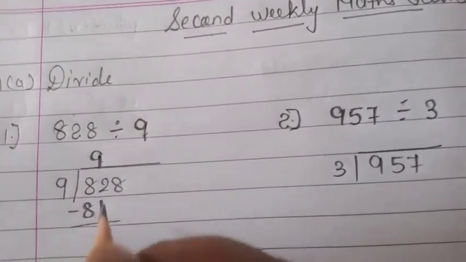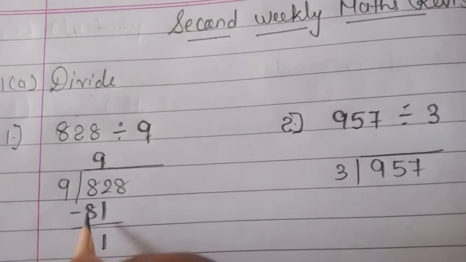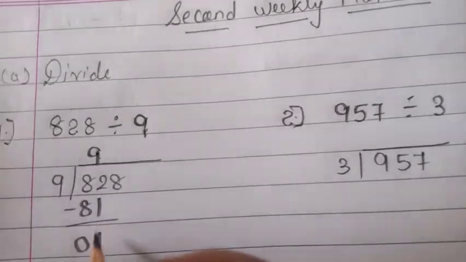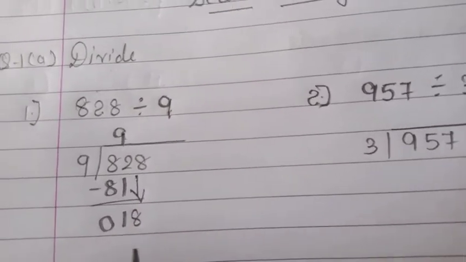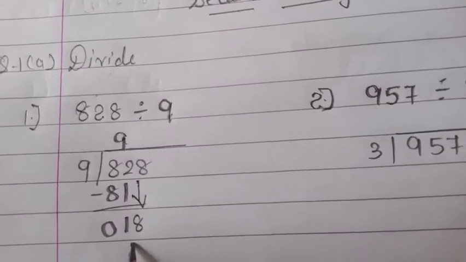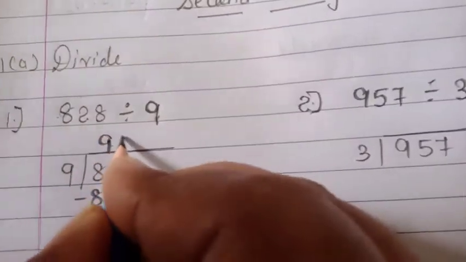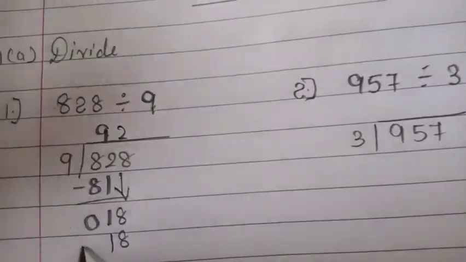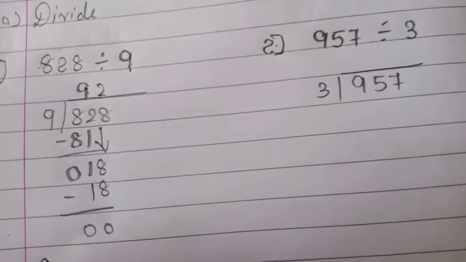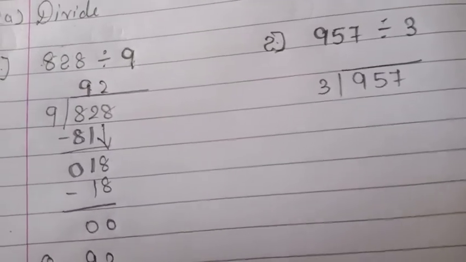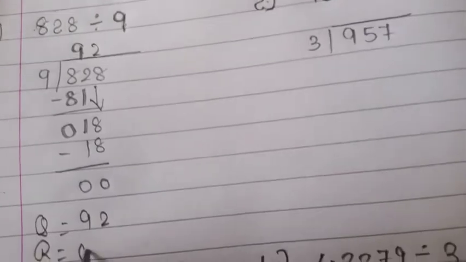Now we have to subtract: 2 minus 1, 1. 8 minus 8, 0. Now 1 is a smaller number, so we have to carry down this 8. So it will become 18. In the 9 table, 9 2s are 18. Now we have to subtract 18 minus 18. We will get 0. So our quotient equals 92 and remainder equals 0.